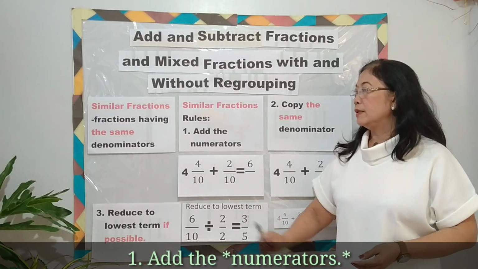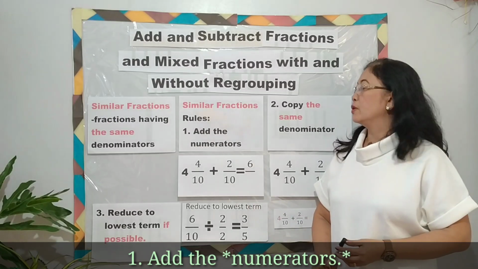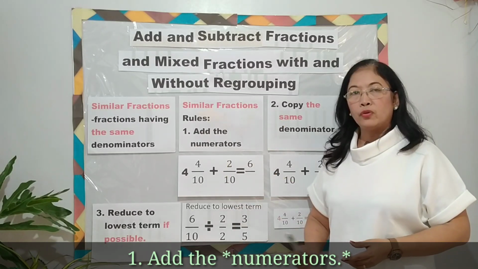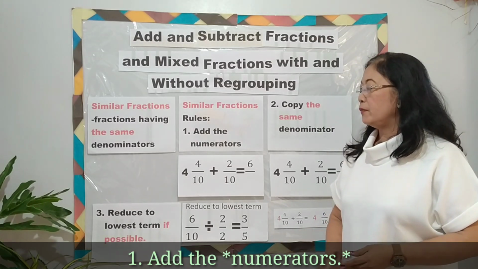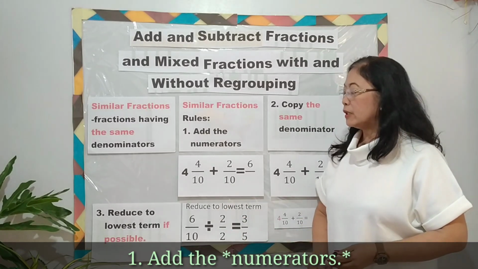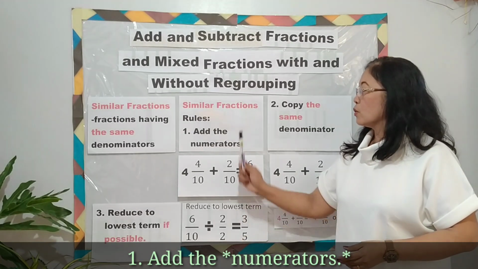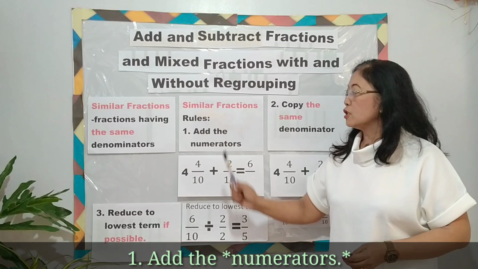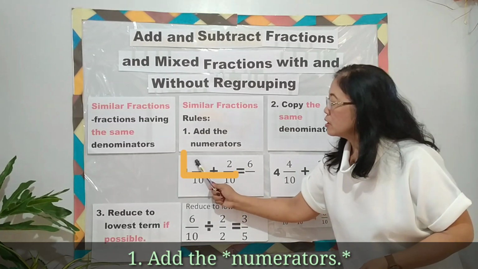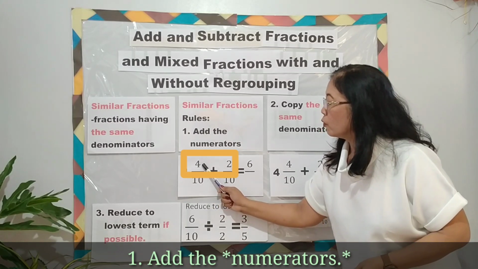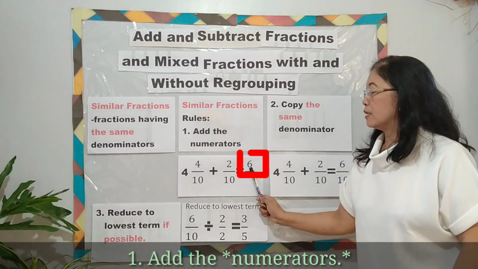Rule number 1, you have to add similar fractions. So this time, I'll show you how to add similar fractions. For example, I have here 4 and 4/10 plus 2 tenths. The first thing you're going to do is to add the numerators. The numerators here are 4 and 2. If you add 4 and 2, you will get 6.